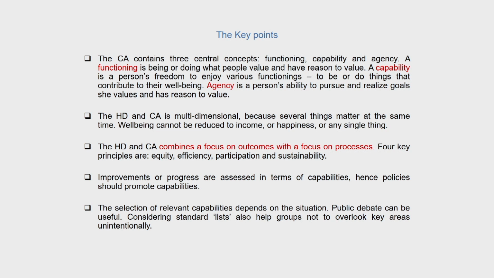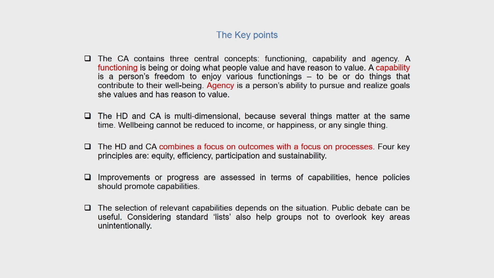HD and CA are both multidimensional because several things matter at the same time. Well-being cannot be reduced to income or happiness or any single thing. HD and CA combine a focus on outcomes with a focus on processes. There are four key principles: equity, efficiency, participation and sustainability. Improvements or progress are assessed in terms of capabilities, and hence policies should promote capabilities, and the selection of relevant capabilities depends on the situation. So public debate can be useful here, and considering standard lists also helps groups not to overlook key areas unintentionally.